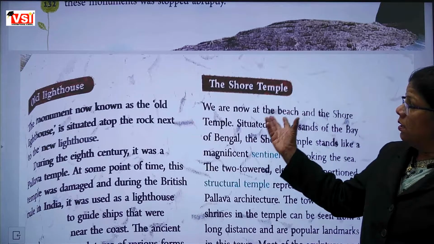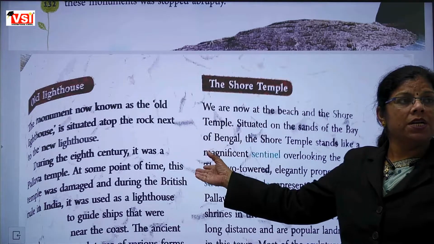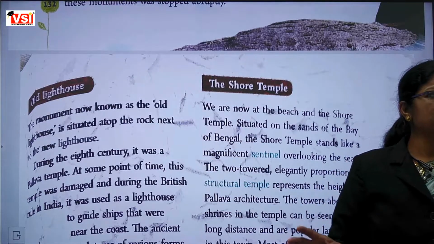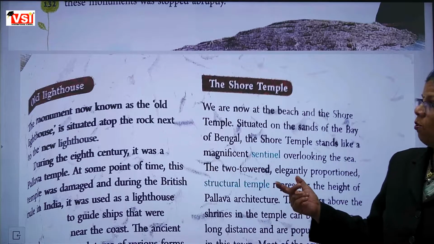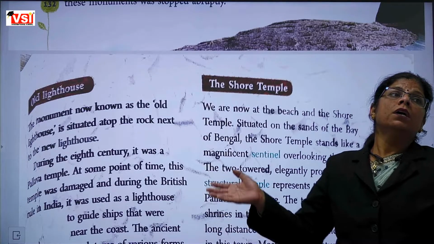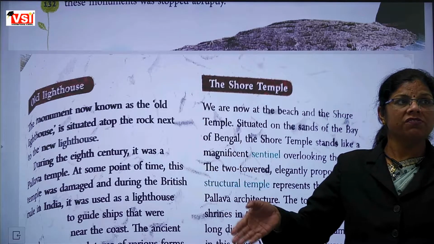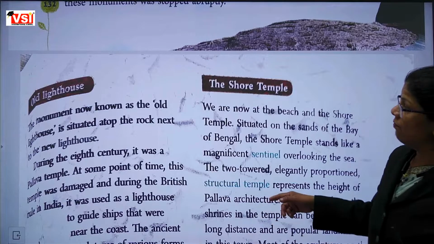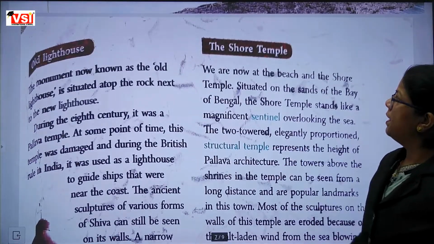But these were incomplete. These five Rathas temples were incomplete. All of them were incomplete, but nobody knows the reason why the work was stopped immediately. Fine. Now, the Old Lighthouse.